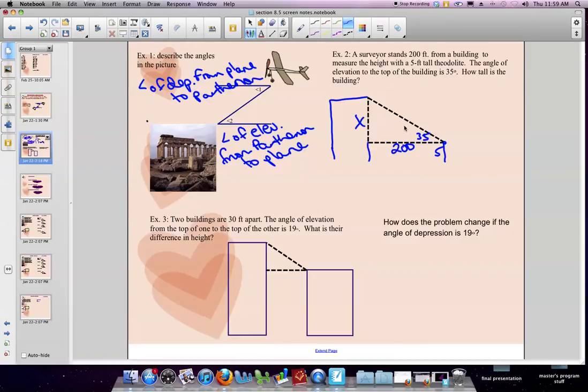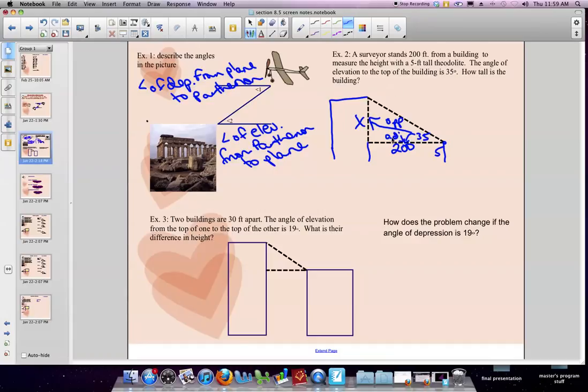In this kind of problem, I know one side and I know one angle. I'm trying to find another side, so that tells me I'm going to have to use my trig functions, because it's not a 30, 60, 90 triangle or a 45, 45, 90. So I'm going to set up a trig function. I'm going to decide my side x is the opposite side compared to my 35 degree angle, and my 200 side is the side that's adjacent. The hypotenuse is over here.